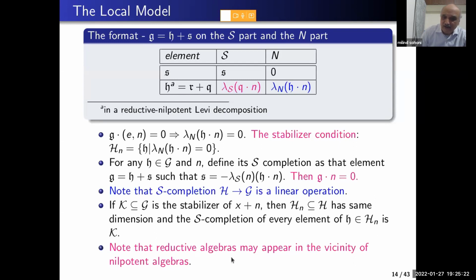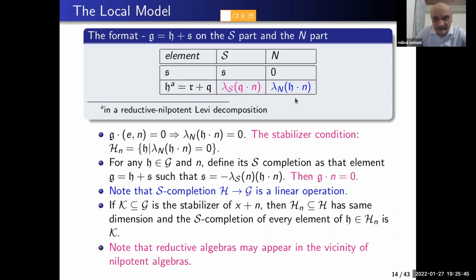Note that reductive algebras may appear in the vicinity of a nilpotent algebra. H may be nilpotent, and yet because of the addition of this S part, you get a semi-simple element. So you actually get reductive algebras in the vicinity of a nilpotent algebra through this S completion.